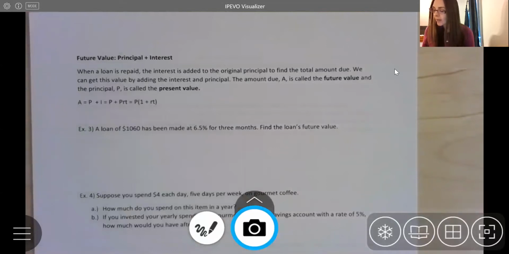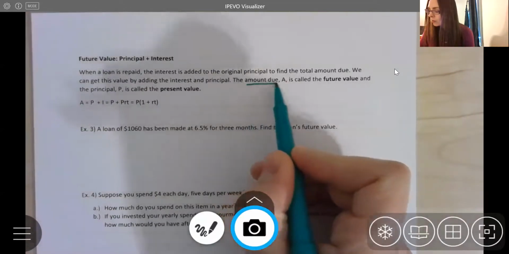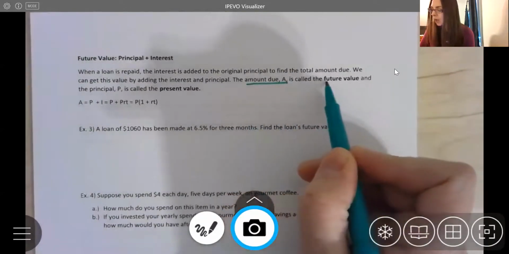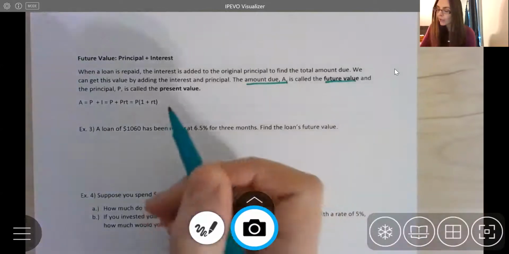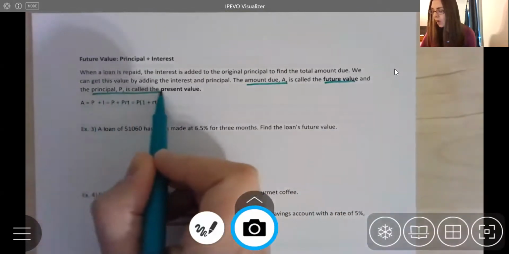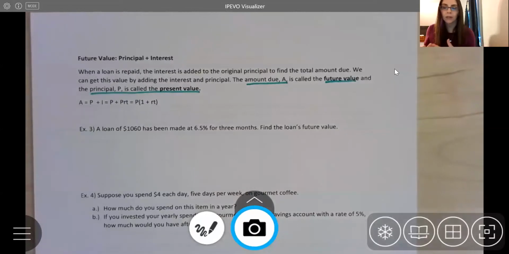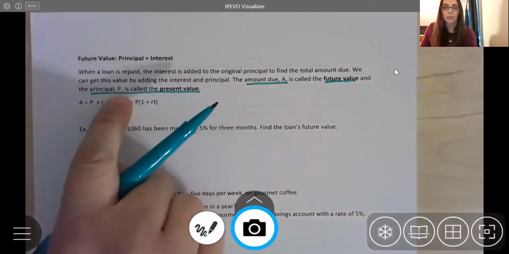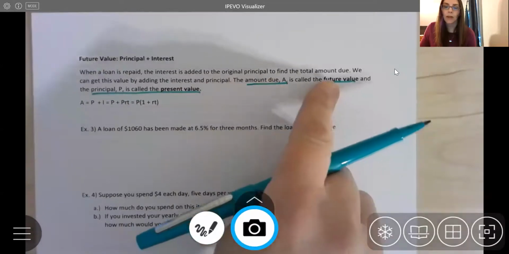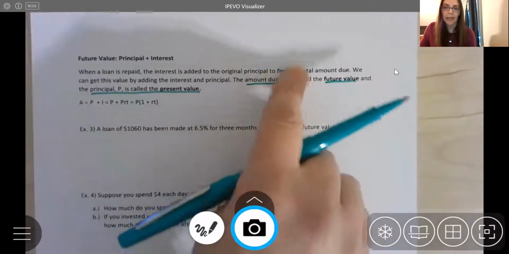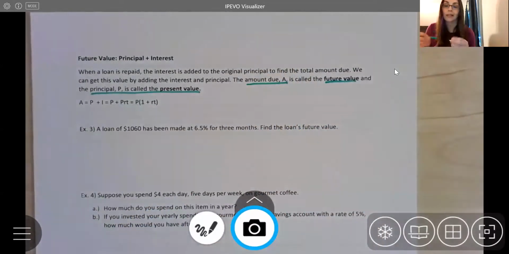We can get this value by adding the interest and the principal, and this amount due, we use the notation A here, is called the future value. And the principal P is often called the present value. So if you hear these terms future value and present value, present value is just referring to the principal, and the future value, we use the symbol A, refers to the principal plus the interest.